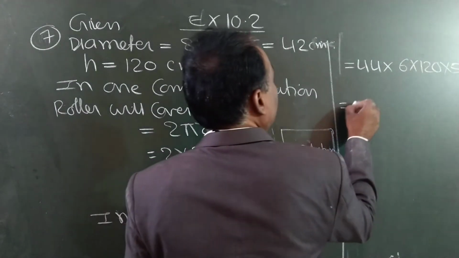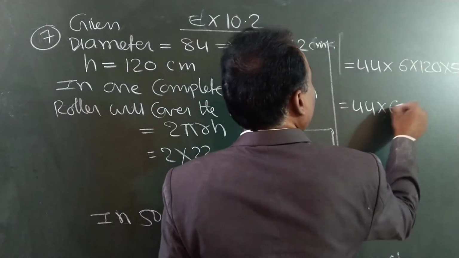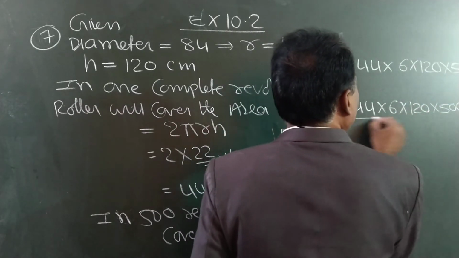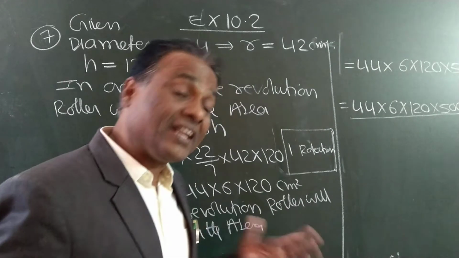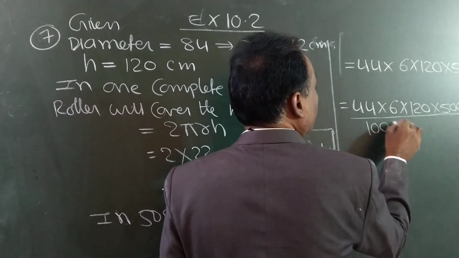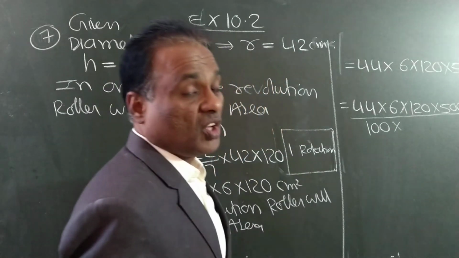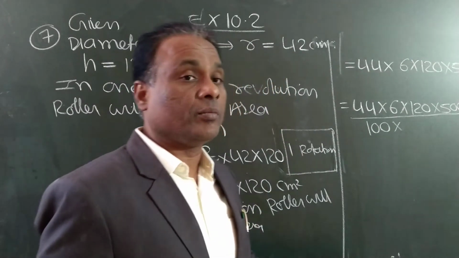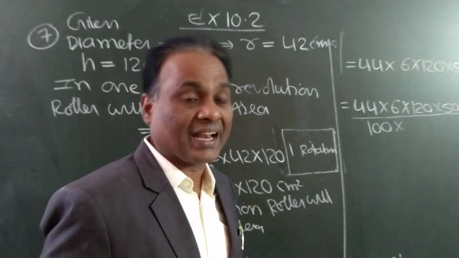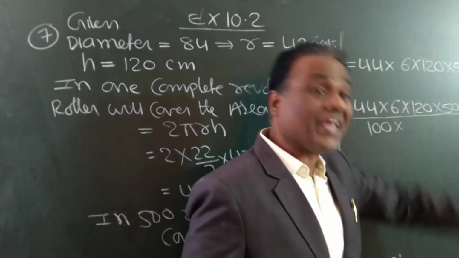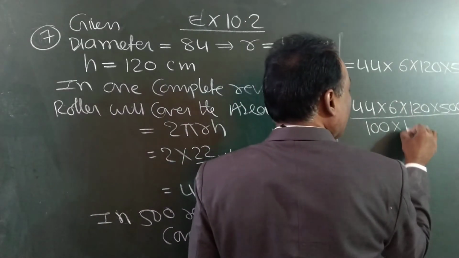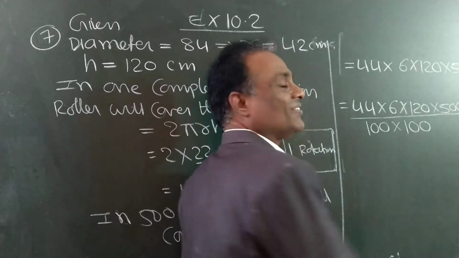So how? See here: 44 into 6 into 120 into 500. How to convert centimeters into meters? Centimeters divided by 100 will be converted into meters. 1 meter is equal to 100 centimeters. But here it is centimeter square, which means 2 times 100, 100. Now this is in meter square.